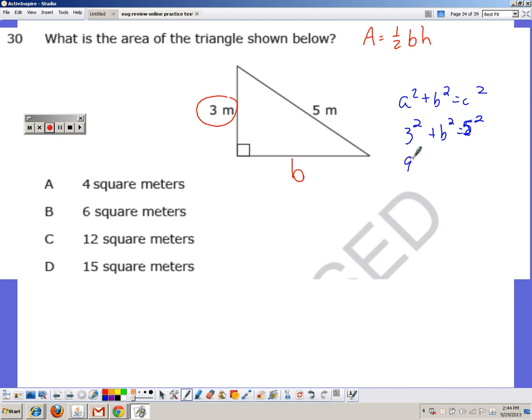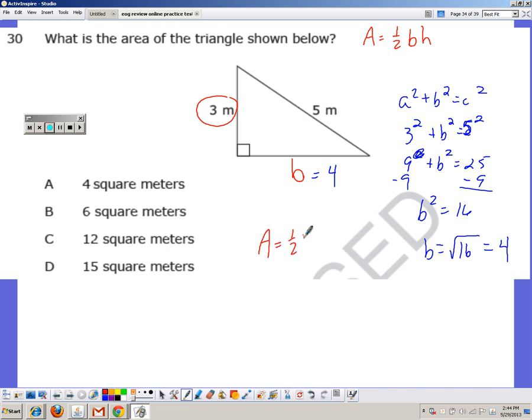So we have 3 squared plus B squared equals 25. Sorry, 9 plus B squared equals 25. We're going to subtract 9 on both sides. B squared equals 16. That means B equals the square root of 16, which is 4. So our base is 4. Once we know our base, then we can do our area formula. Area equals 1/2 base times height, 1/2 times 3 times 4, and that will give us 6 meters squared.